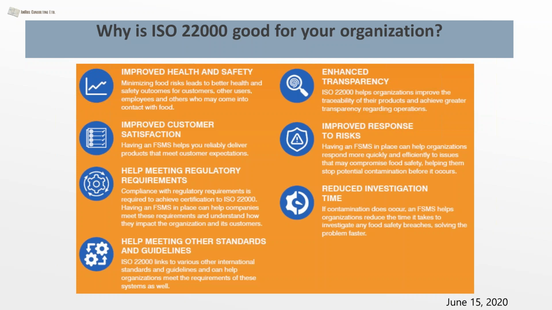And then, since ISO 22000 requires an FSMS, which forces you to follow regulatory requirements as well as any other standards and guidelines that are required in your part of the food chain. Another benefit is enhanced transparency. Having established that process gives you the traceability of all the products, and this will achieve greater transparency regarding your operation.